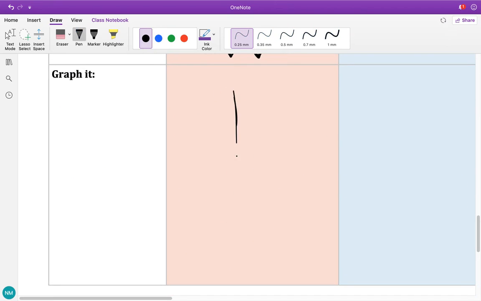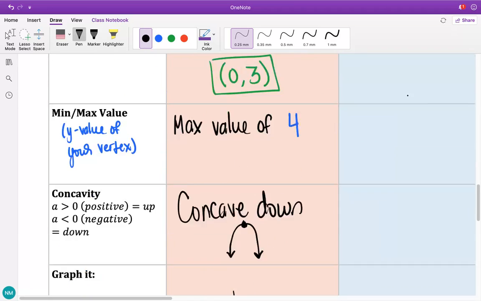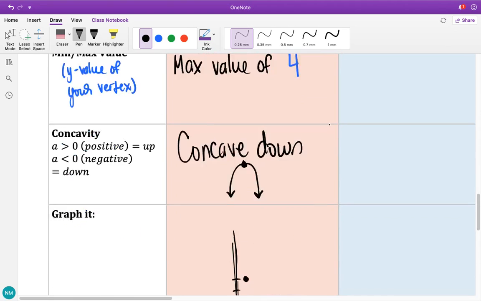And it's just going to be a rough sketch, but when you do practice problems, it's going to ask you to graph it. So let's get all of our information. My vertex is (1, 4). So here's 1, 1, 2, 3, 4. (1, 4). Then I have my y-intercept, which is 3.